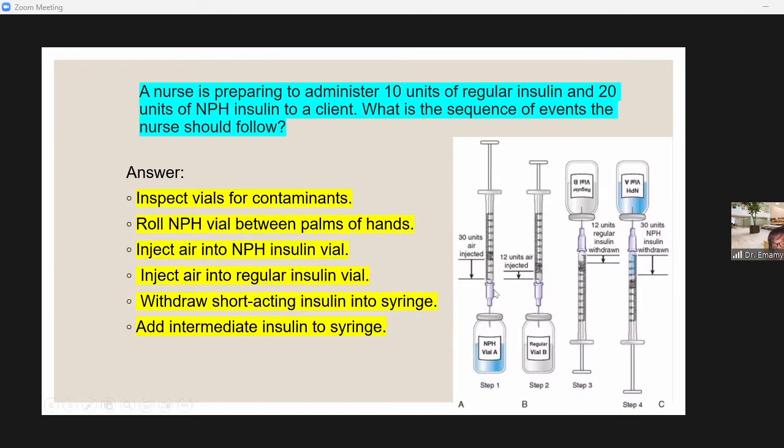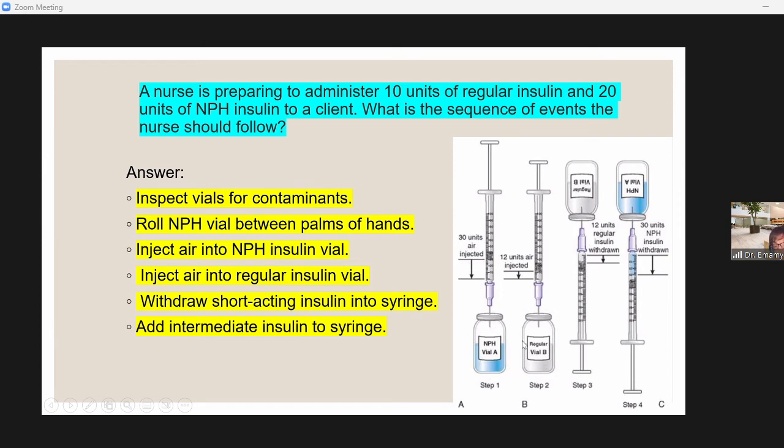First of all, you need to inspect the vial of insulin. Insulin regular should be clear. Insulin NPH most of the time is cloudy. But if regular insulin is cloudy, it's insulin that is contaminated. So insulin NPH is cloudy, regular is clear.